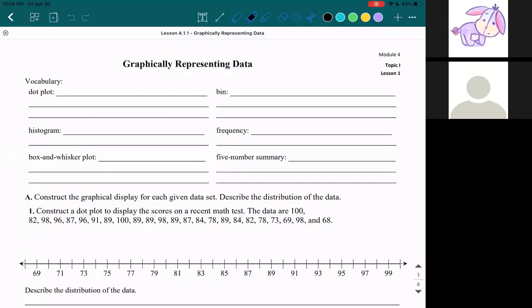All right, welcome to lesson 4.4.1, graphically representing data. Let's start off as usual with our vocabulary words.